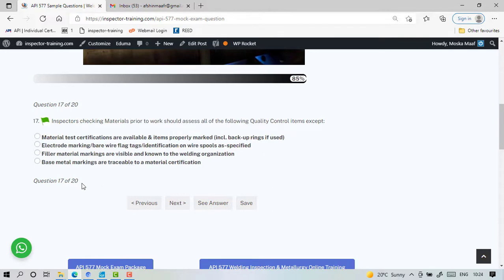Next. Inspector checking materials prior to work should assess all of the following quality control items except: material test certificates are available, items properly marked, electrode marking and wire spool are specified, filler metal markings are visible and known to the welding organization. Not all filler metals are marked as consumables because of impracticality. Base metal markings are traceable to material certification. Yes, you need to check that.